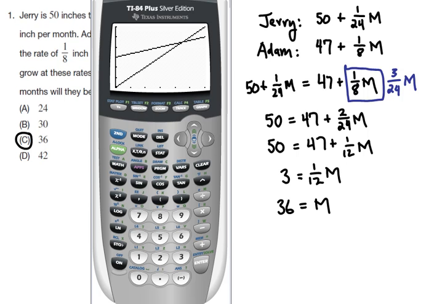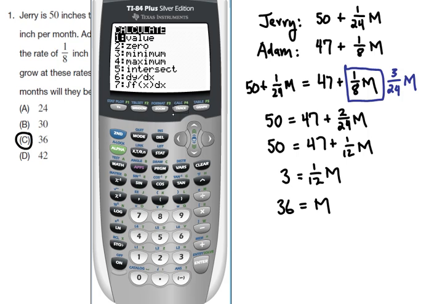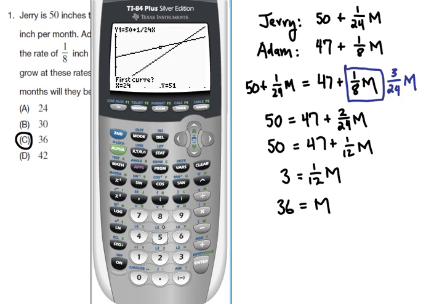Finally then, to find the point of intersection, we go second, calc, intersect. We OK the first curve, we OK the second curve, we guess, just hit enter, and it gives you that x equals 36 when y is equal to 51.5. And so this is another way that we could have solved this problem.